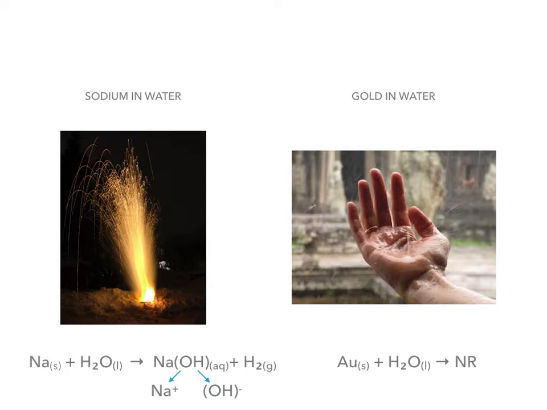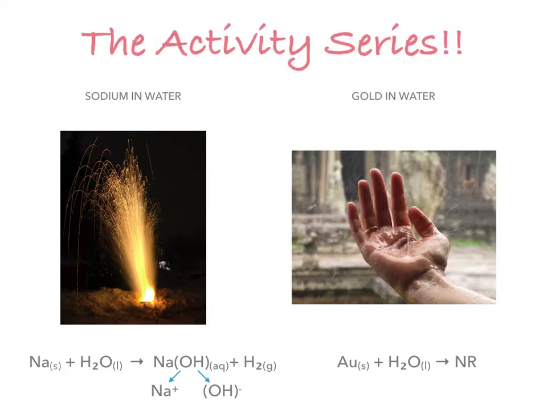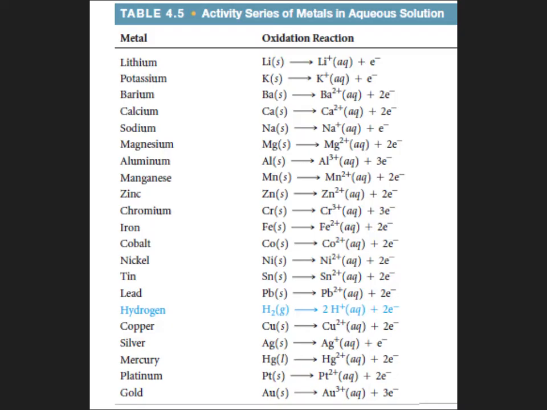When gold comes in contact with water, there is no reaction. This is because gold is very stable in its elemental form, as this is essential to the use of gold in jewelry. In order to determine if a metal element will react with a compound in a single replacement reaction, we look at the activity series.